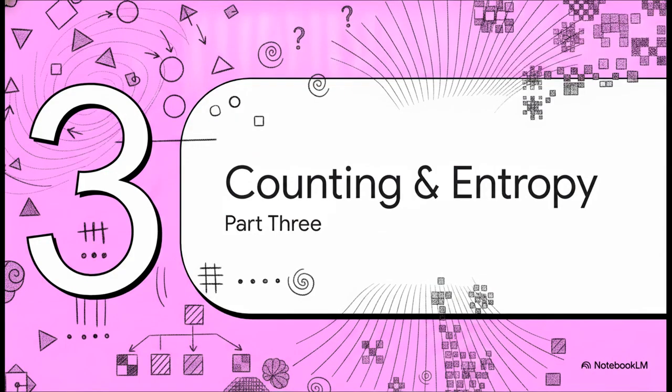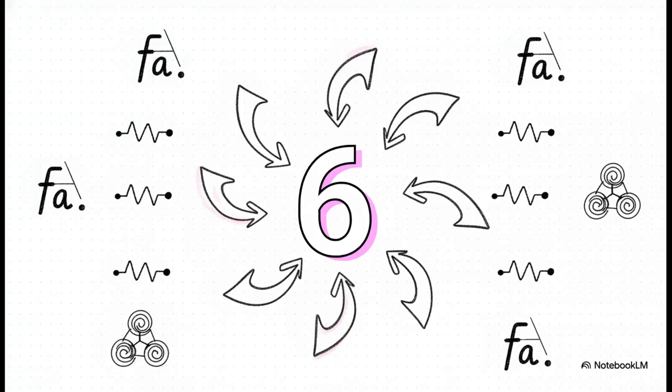Part 3. Counting and Shannon entropy. So we've transformed our messy data into clean shapes. The next logical question is, how many possible pattern combinations are we actually dealing with? Well, because we chose a window size of 3, the math dictates there are exactly 6 possible ordinal patterns.